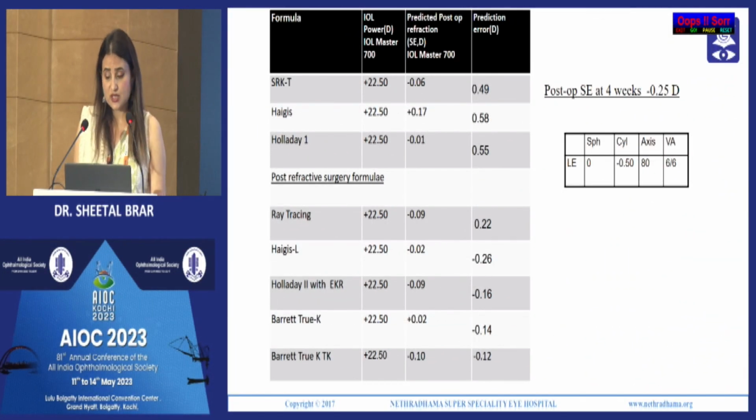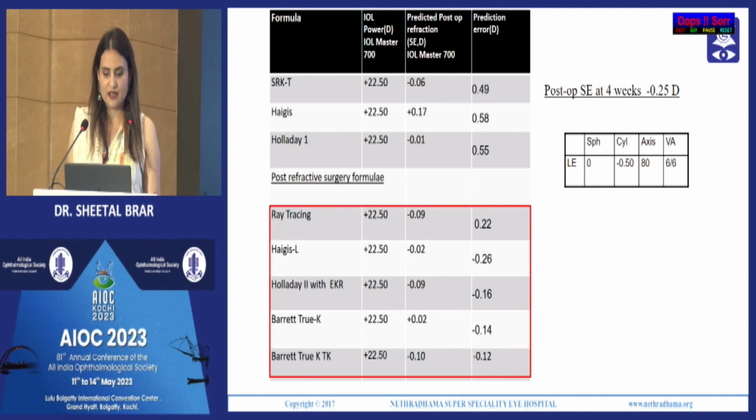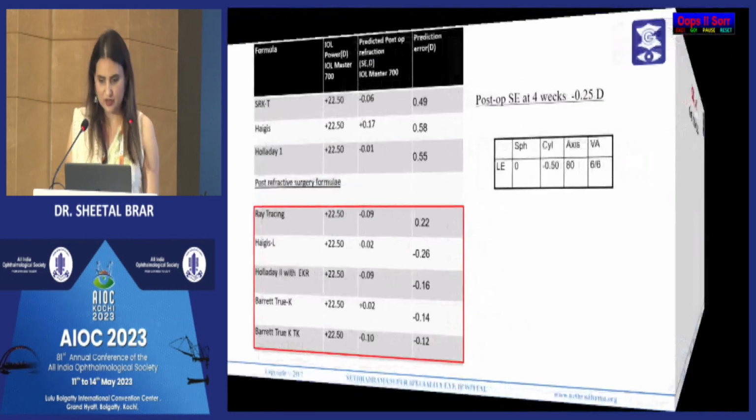Post-surgery at 2 weeks and 4 weeks, the residual refractive error was 0.25 diopter sphere. So then we found the predicted post-operative refraction and the prediction error. And with this, we can see that with the newer formulas, the error is much less compared to the older formulae. And out of the newer formulas, the Barrett True K TK has the least prediction error.